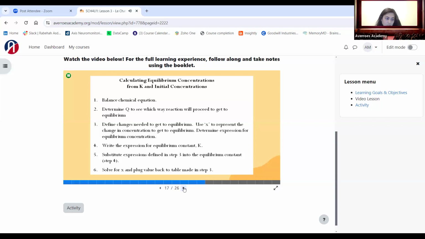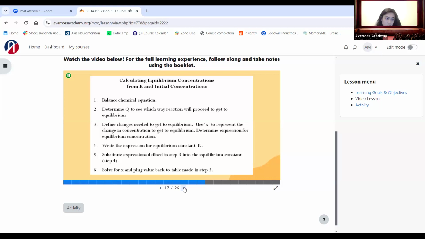And these are some general steps for calculating equilibrium concentrations from your equilibrium constant and the initial concentration. So if you're given those, you can calculate your equilibrium concentration. First, you're going to want to balance the chemical equation, and we'll go through some examples soon. Next, determine your Q, your quotient, to see which way the reaction will proceed to get to equilibrium. Three, define the changes needed to get to equilibrium. And again, we can use variables. We can use X to represent the change in concentration.